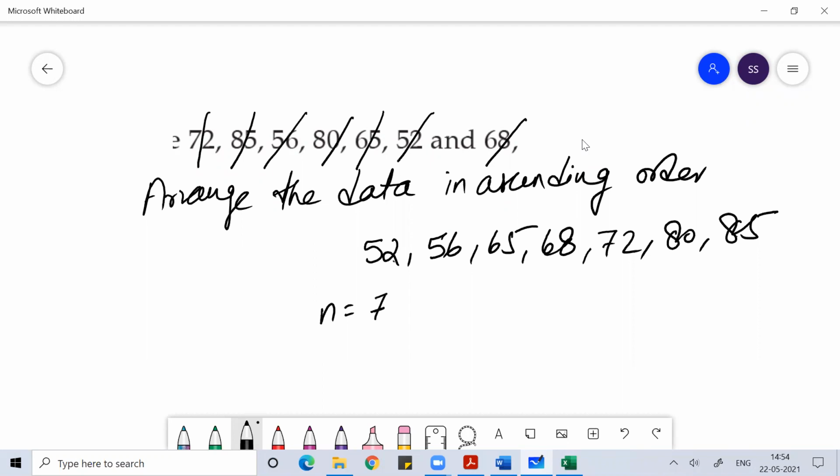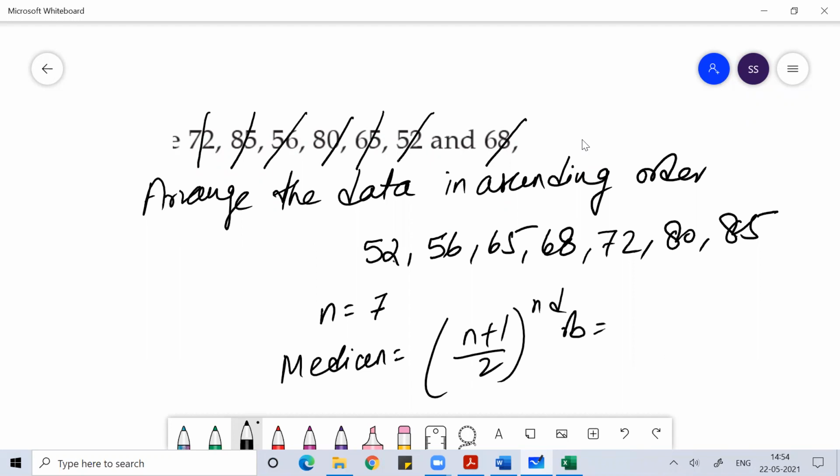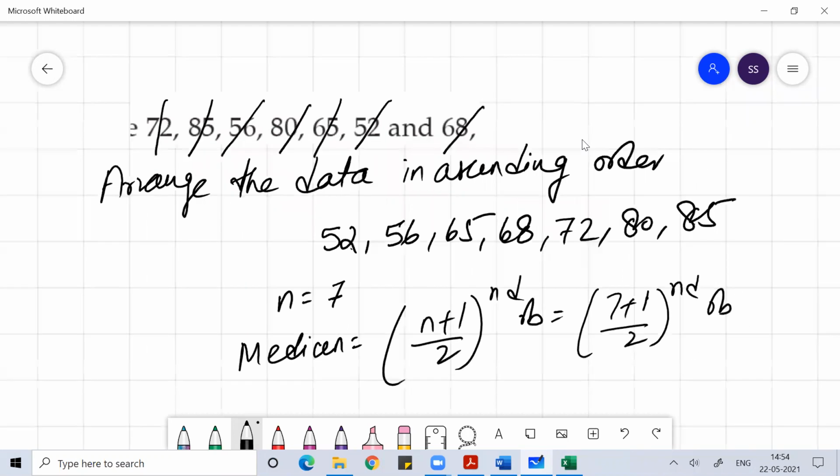So I'll calculate the n. What is n? N is the total number of data. So the formula of your median would be (n plus 1) by 2nd observation. Here n is 7, so 7 plus 1 by 2nd observation.